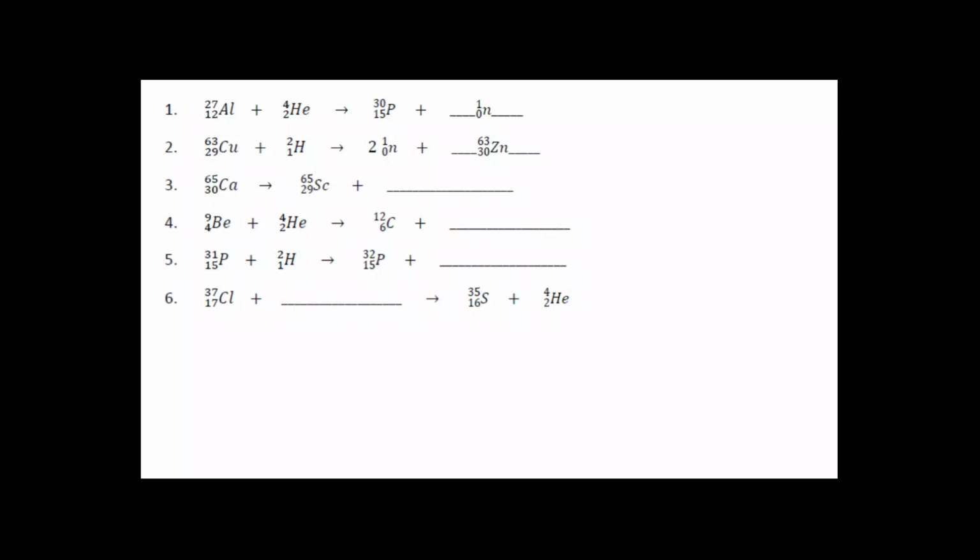For the next one, you have 63 29, which is copper. It's gaining a hydrogen atom. So its atomic number is changing to 30, which is zinc.